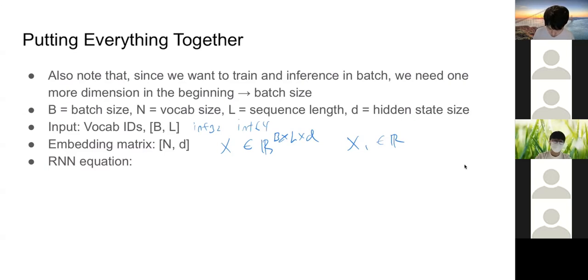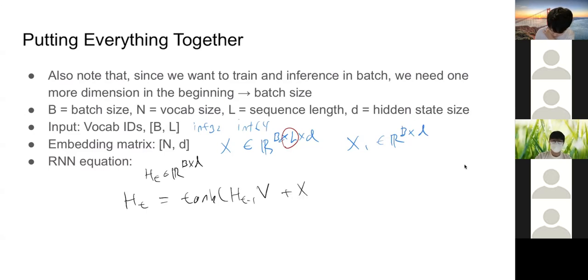Then X_t is a matrix, 2D, of size B times D. And we remove this L because we're just looking at the t-th time step matrix of the tensor X. Then we want to compute the hidden state in batch as well. So how do we compute the hidden state with the RNN equation? The H_t matrix is the same size as X_t, batch size and D. Then H_t is you apply tanh, and you take the previous hidden state and apply V to this, plus the current input with U applied as a linear transformation, and then you might have a bias.